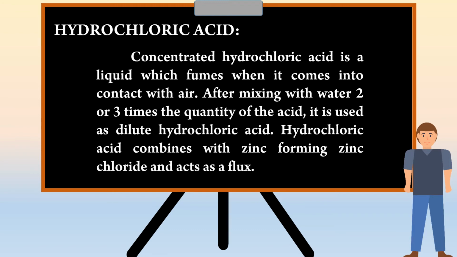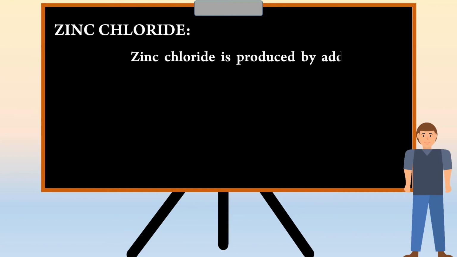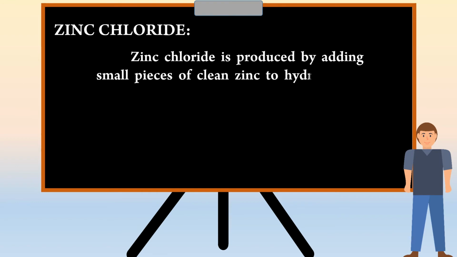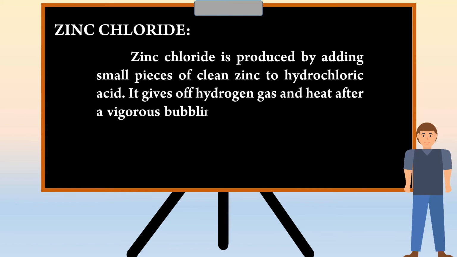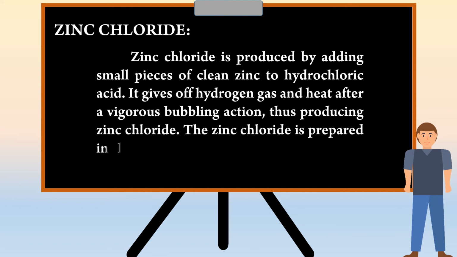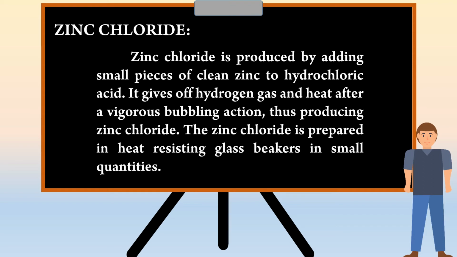Hydrochloric acid combines with zinc, forming zinc chloride, and acts as a flux. The second one, we are going to see the definition of zinc chloride. Zinc chloride is produced by adding small pieces of clean zinc to hydrochloric acid. It gives off hydrogen gas and heat after a vigorous bubbling action, thus producing zinc chloride. The zinc chloride is prepared in heat-resisting glass beakers in small quantities.